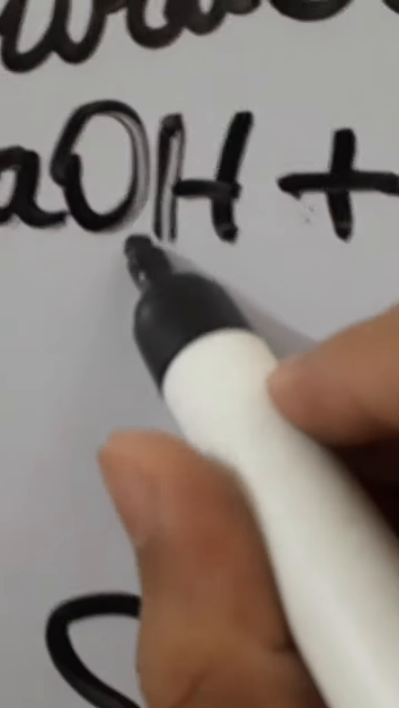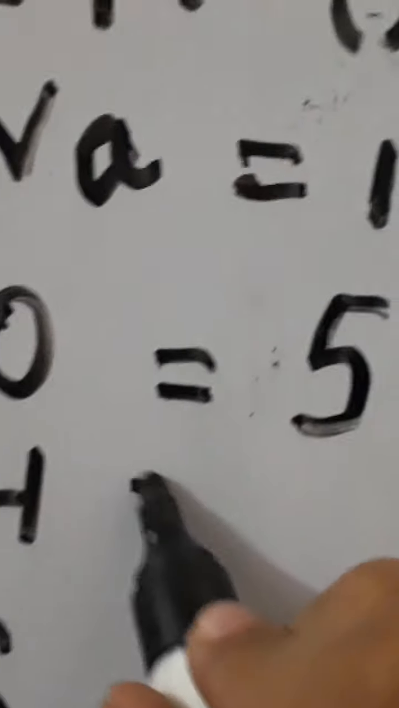Now we can see that there is nothing in front of Na, so it is 1. In front of O, here 1 and here 4. So 1 plus 4 is equal to 5. So here 5, and in hydrogen here 1 and here 2. So 1 plus 2 is equal to 3. And in sulfur there is nothing, means 1.